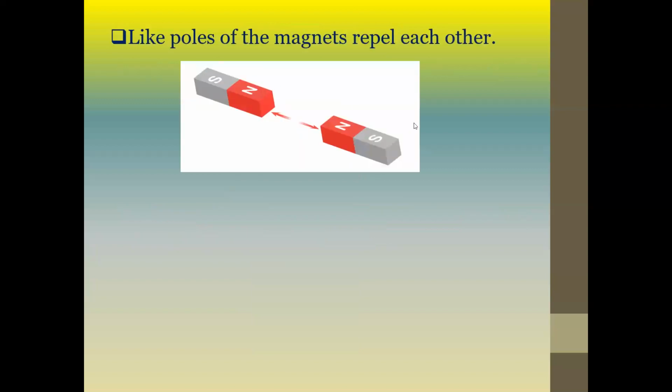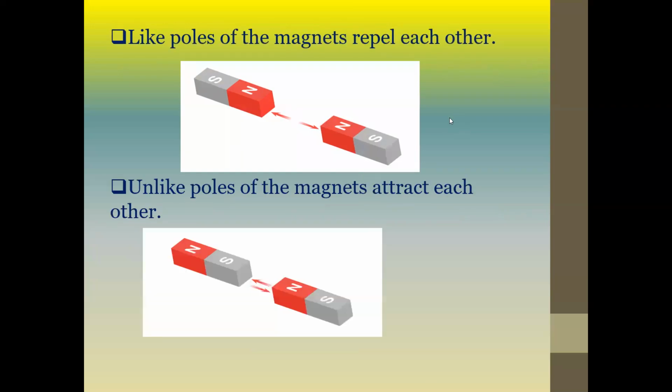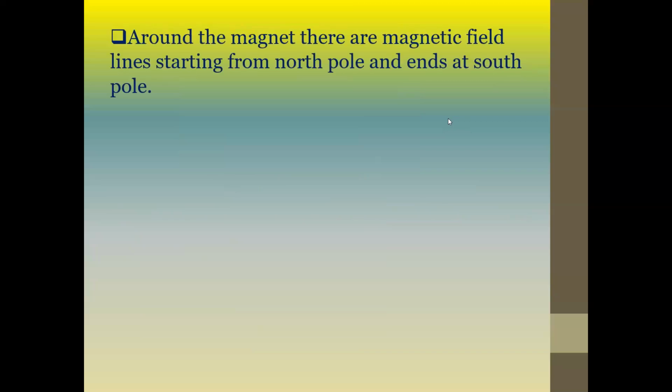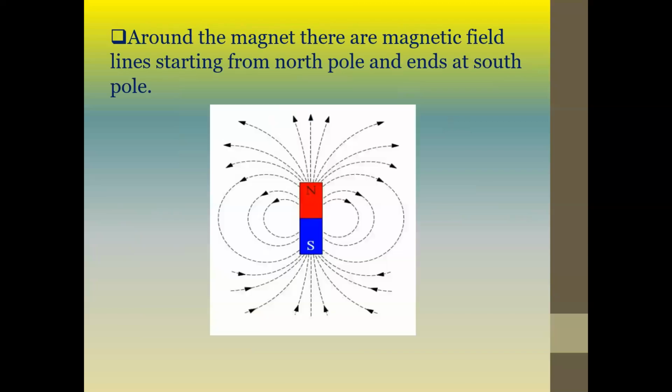If there are like poles of the magnet, identical poles will repel. If there are unlike poles, they will attract each other. Around the magnet, there is a magnetic field which starts from the North Pole and ends at the South Pole. This is a magnetic field pattern, the region where the magnet applies force on other magnetic material. This is the pattern of a magnetic field for a bar magnet.